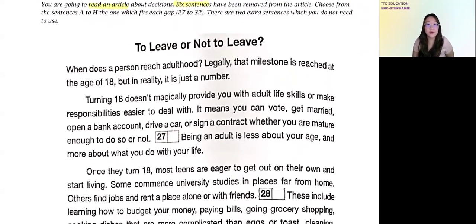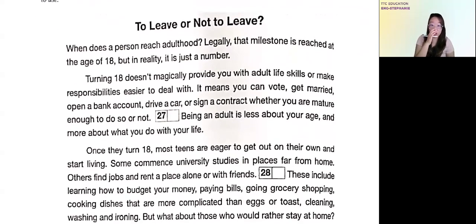Okay, so let's try the first one here. This is To Leave or Not to Leave, talking about leaving something. All right, so let's look at the gap, the before and the after part. Right, so turning 18 doesn't magically provide you with adult life skills or make responsibility easier to deal with. It means you can vote, get married, open a bank account, drive a car, sign a contract whether you are mature enough to do so or not. Blank. Being an adult is less about your age and more about what to do with your life. All right, more about what to do with your life.